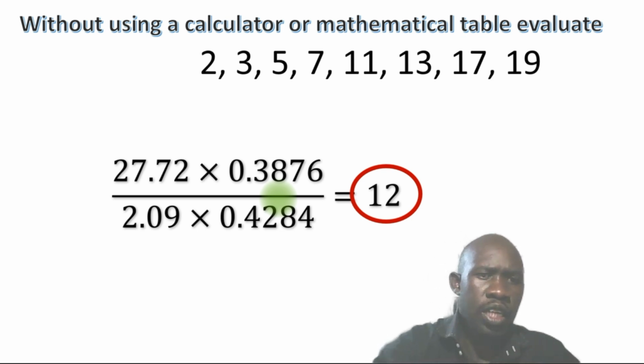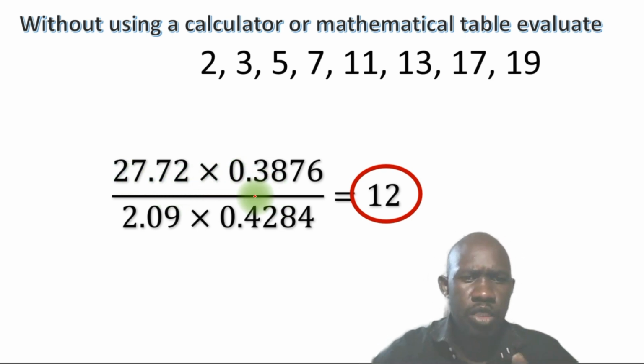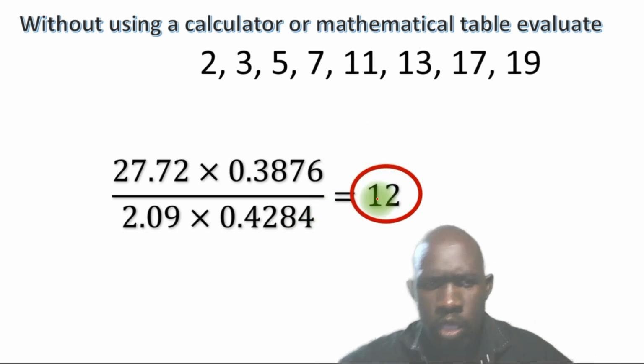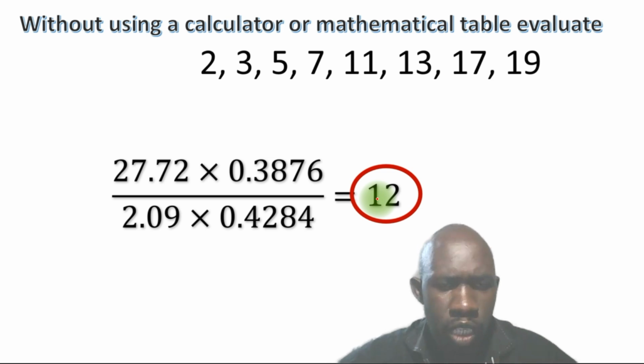So finally, 27.72 times 0.3876 all over 2.09 times 0.4284 is equal to 12. And that is how we do it without a calculator or mathematical table.